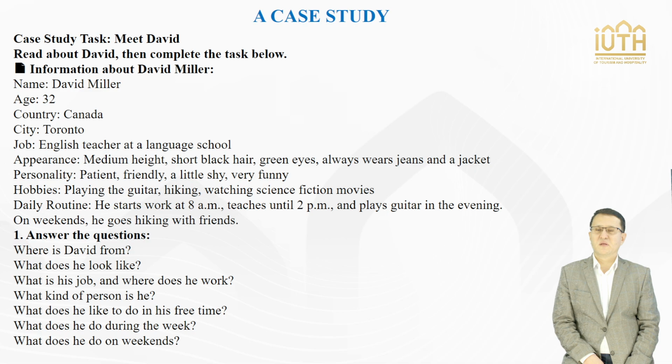Information about David Miller. Name: David Miller. Age: 32. Country: Canada. City: Toronto. Job: English teacher at a language school. Appearance: medium height, short black hair, green eyes, always wears jeans and a jacket. Personality: patient, friendly, a little shy, very funny.